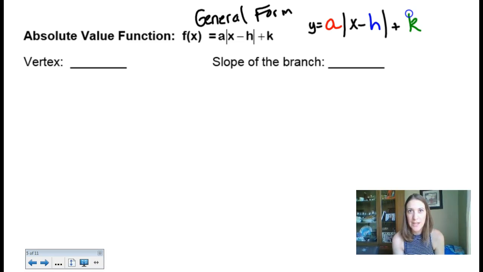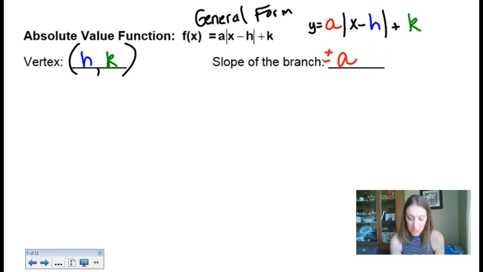Now, we kind of saw what that did as far as transformations. The h represents a horizontal transformation, right and left. The k was a vertical transformation, up and down. And we saw what the a did, all sorts of fun, right? So the transformation and the location of the vertex are related to each other. Normally, the vertex is at 0, 0 unless it's been shifted. So the vertex is going to be located at h, comma, k. And the slope of the branch is going to be whatever this a value is. And it's technically positive and negative of that a value. We'll see why in a second.